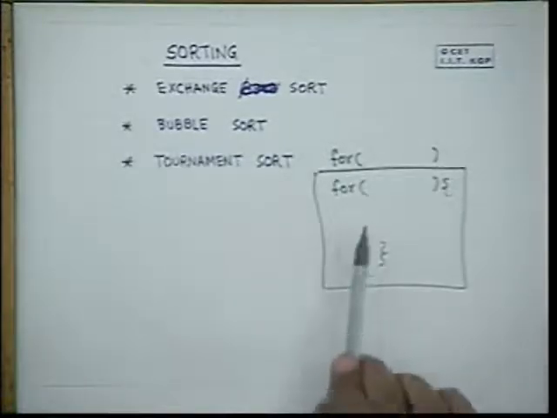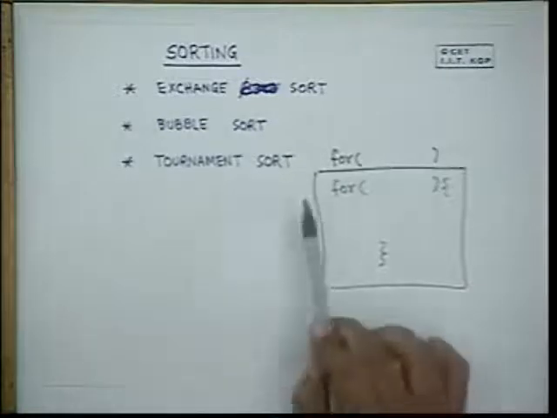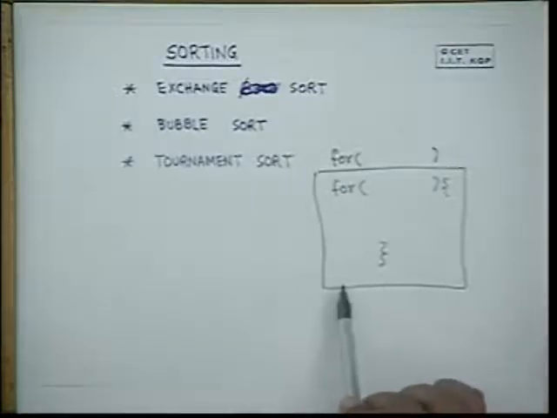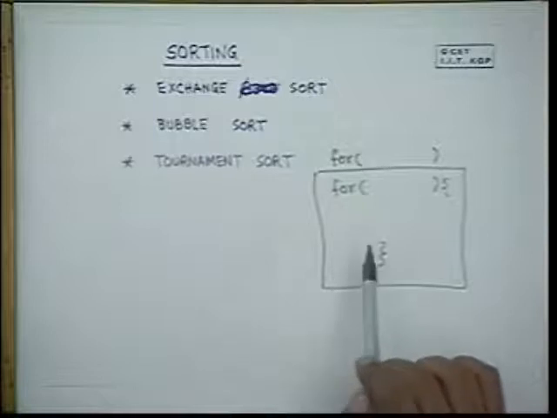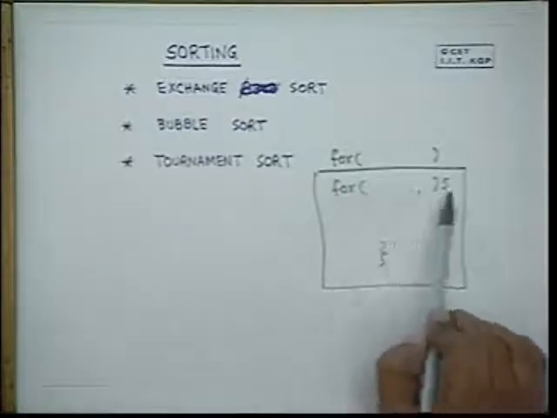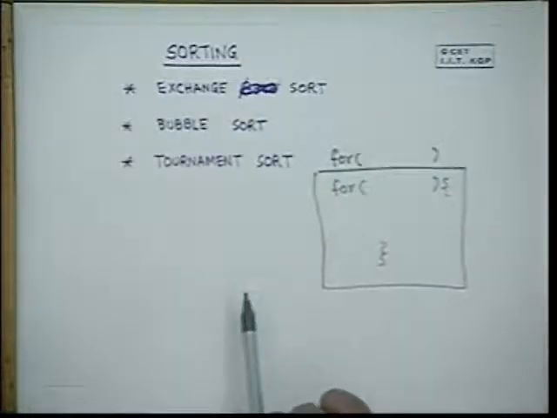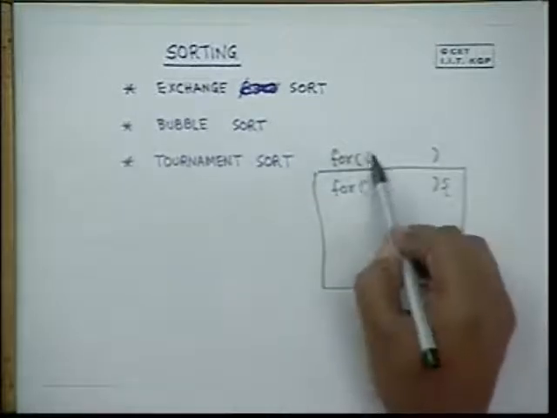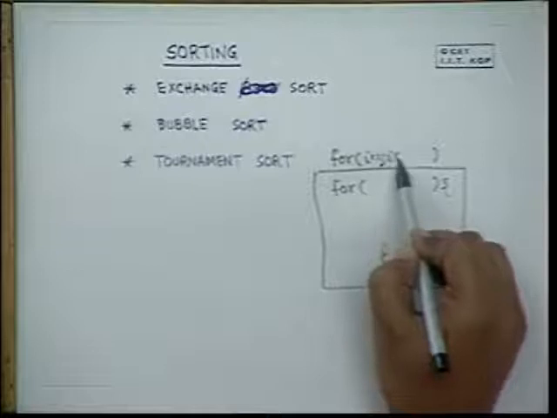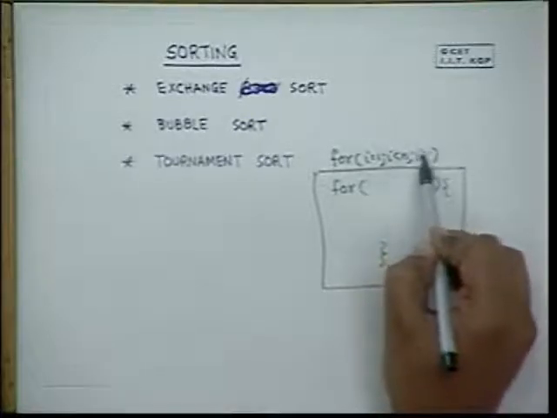computes either the minimum or the maximum. In one loop, the minimum or the maximum element is determined, and that is what the inner loop does. It finds the minimum or maximum element from I to n and puts it in I. Then increments I by 1.